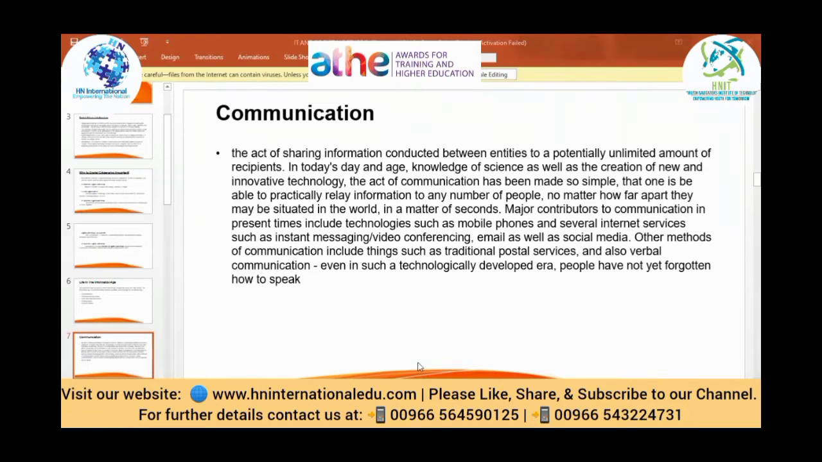In today's day and age, knowledge of science as well as the creation of new innovative technology, the act of communication has been made so simple that one is able to practically relay information to any number of people, no matter how far apart they may be situated in the world, in a matter of seconds.